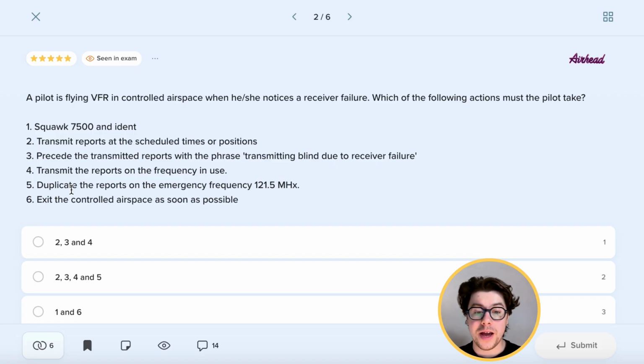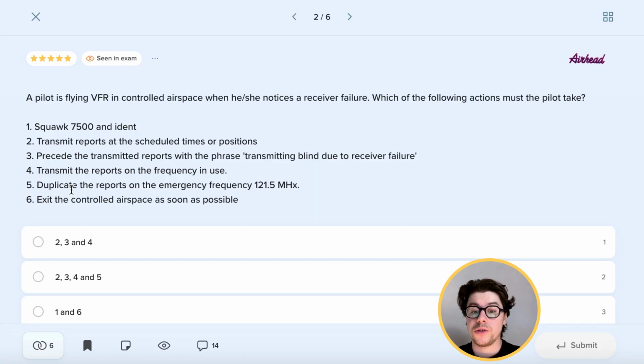So going back to the answers here, of course, squawking 7500, this is for unlawful interference. 7500, man with knife. 7600, radio fix. So 7600 will be our squawk code for receiver failure or lost communications. Do not press ident unless you're asked by the ATC. They will see a big flash on their screens. This is only done after clear instruction from them.